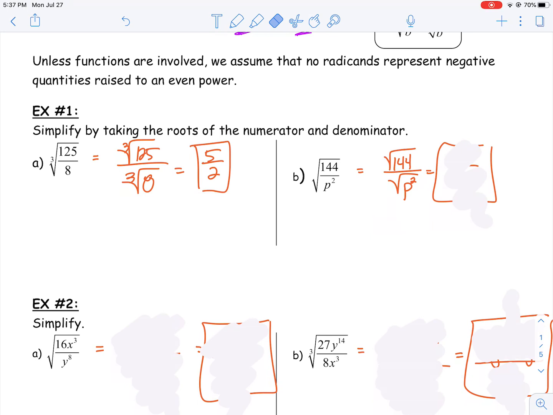What number multiplied by itself gives us 144? 12. And we have two p's, so we can bring out a group. So we have 12 over p. And if you noticed up above, it told us that we don't have to worry about negative quantities, so we don't have to worry about absolute values here on our denominator on this one.